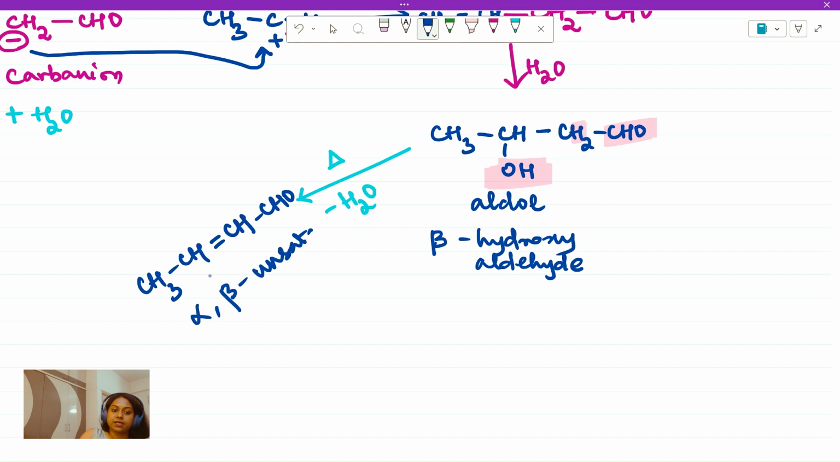Why is this called alpha beta unsaturated? क्योंकि ये functional group हो गया CHO, alpha and beta carbon के बीच में double bond है, unsaturation है. That's why this is called alpha beta unsaturated compound. ये clear है? कोई doubt है? Okay, clear.